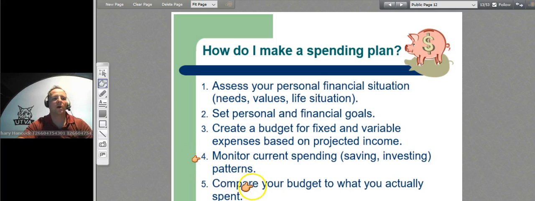You want to monitor current spending. So what's in your savings account, what you're investing, those different patterns. Compare your budget to what you actually spent, and then review your financial process and revise your budget amounts.